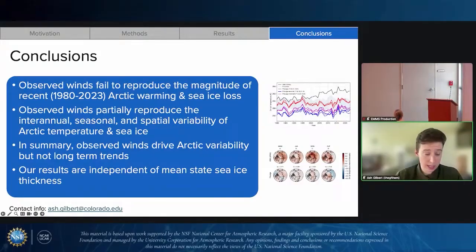I do want to mention that we had to diagnose and remove wind nudging induced model drift. If anyone wants to learn more about that, I'd be happy to chat about it. Thanks for listening, and I'll take any questions.